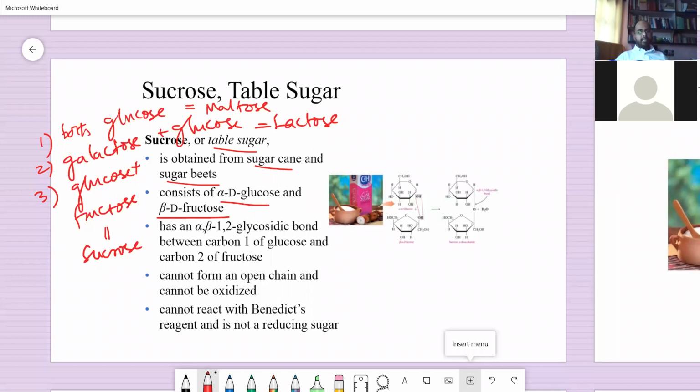Okay, so it has an alpha-beta 1,2 linkage. In the previous case it was 1,4. Here it is a 1,2 glycosidic bond between carbon 1 of glucose and carbon 2 of fructose. So they cannot form an open chain and cannot be oxidized. That means these are very stable. They cannot react with Benedict's reagent and therefore it is not a reducing sugar. This is very important. It is not a reducing sugar. So you can see the structure there.